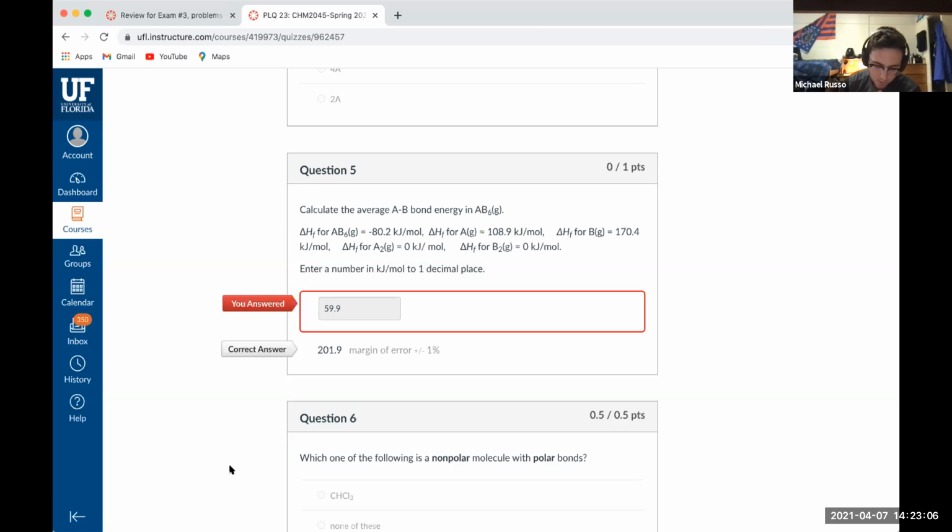Yeah, so I did 6B plus A equals AB6, and then I plugged in the values for all that, but then it didn't work. So let's see, the delta H of formation for A is 108.9 kilojoules per mole, and 6 times B, which is 170.4. And then you have the delta H of formation for AB6, which is negative 80.2 kilojoules per mole.